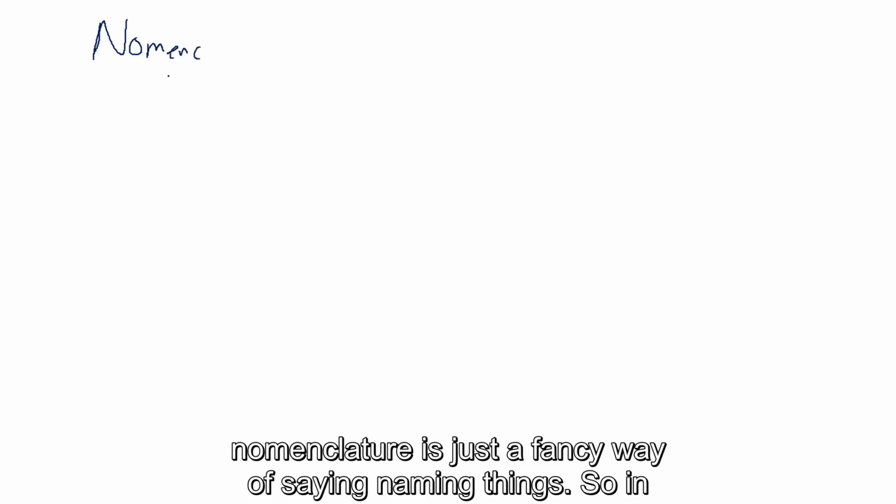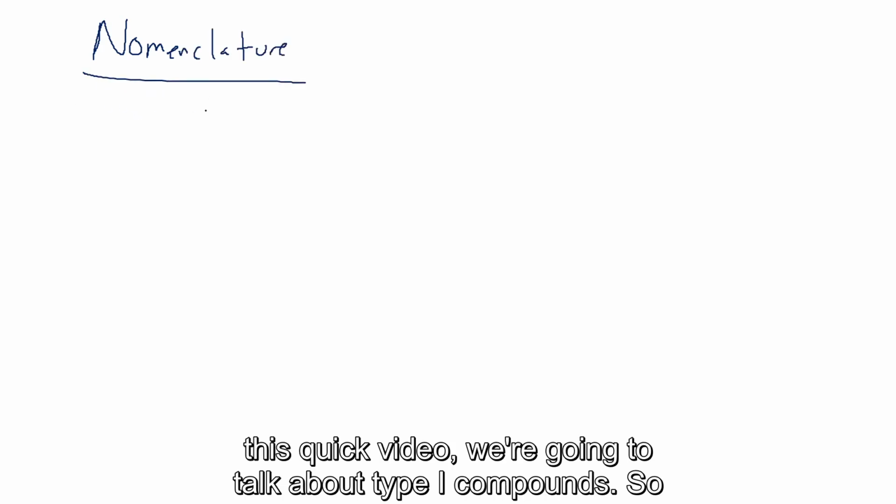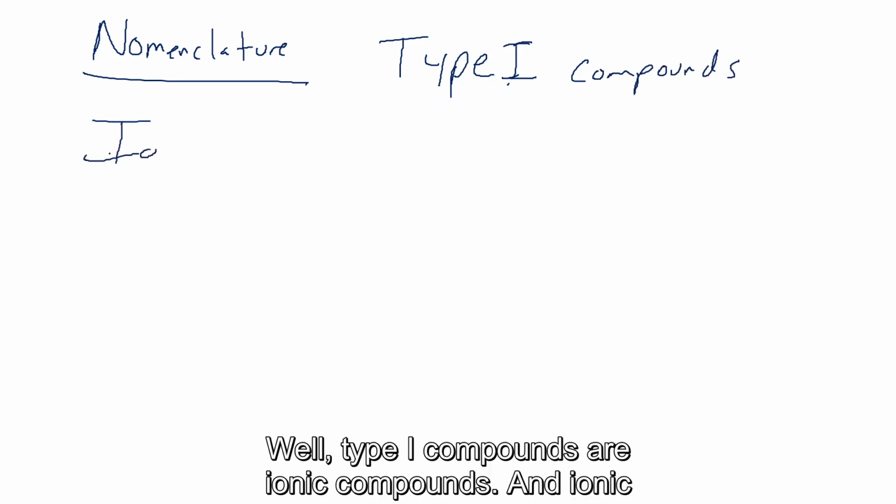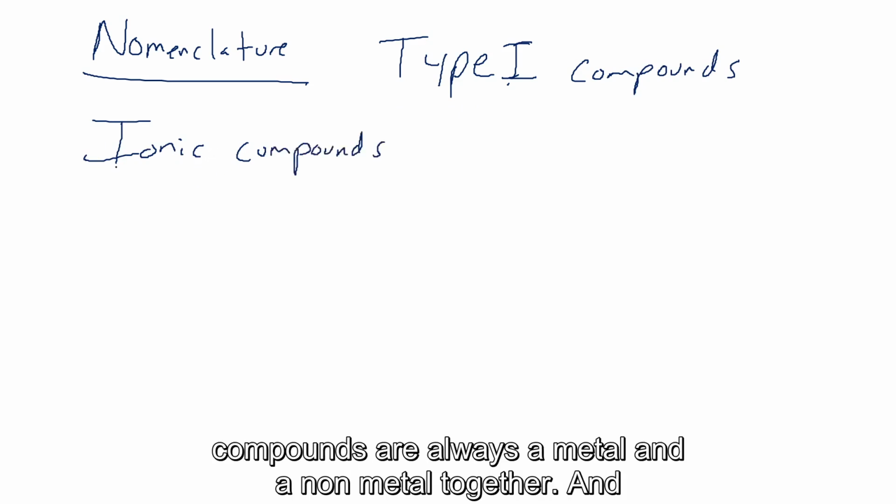Another quick video. Today we tackle part of nomenclature, and nomenclature is just a fancy way of saying naming things. So in this quick video, we're going to talk about type 1 compounds. So I guess we should start with, what are type 1 compounds? Well, type 1 compounds are ionic compounds, and ionic compounds are always a metal and a non-metal together.